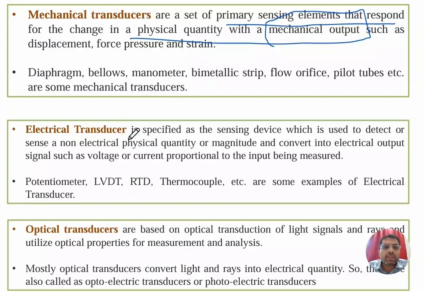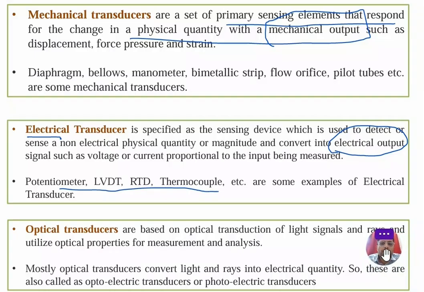What about electrical transducer? The meaning is in the word itself. It is specified as a sensing device which is used to detect or sense a non-electrical physical quantity or magnitude and convert it into an electrical output. That is important, electrical output, such as voltage or current. Examples: potentiometer, LVDT, RTD, thermocouple, and so on. Right?